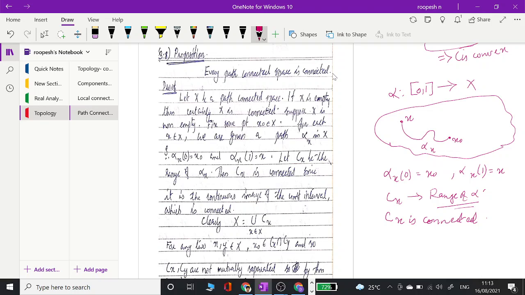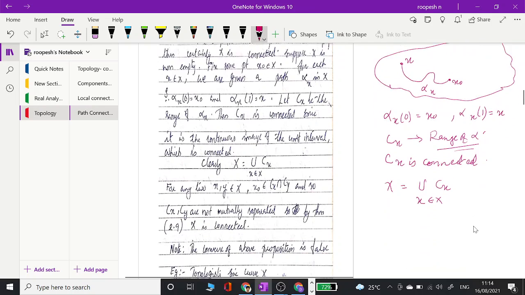Let Cx be the range of alpha x. Then Cx is connected. The reason is that it is the continuous image of the unit interval, which is connected, right? Then we can write our X as the union over x belonging to X of Cx. Since the space is path connected, there always exists a path between x naught and any point of the space. So you can write your X as the union over x belonging to X of Cx.